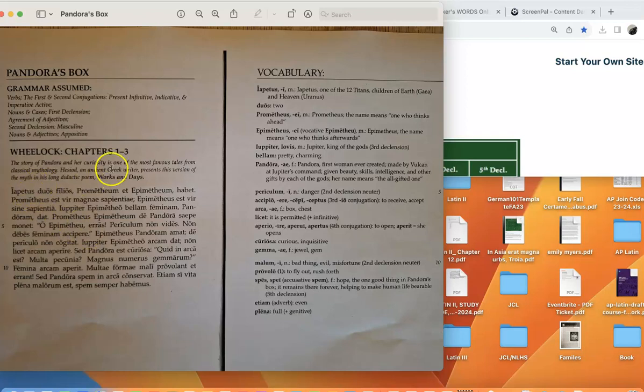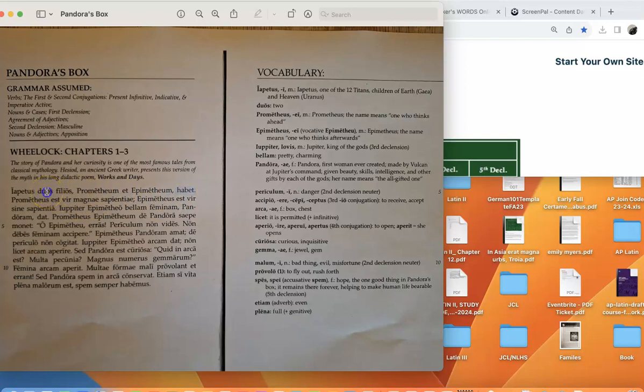So we have Iapetus, and here we're just going to follow our gloss right over here. Iapetus, one of the 12 titans, children of the earth, Gaia, and heaven, Uranus. And so that is the figure's name. And then duos filios, we'll see in a second, this means two sons, and then our verb all the way at the end, habet. So Iapetus has two sons, Prometheum and Epimetheum.